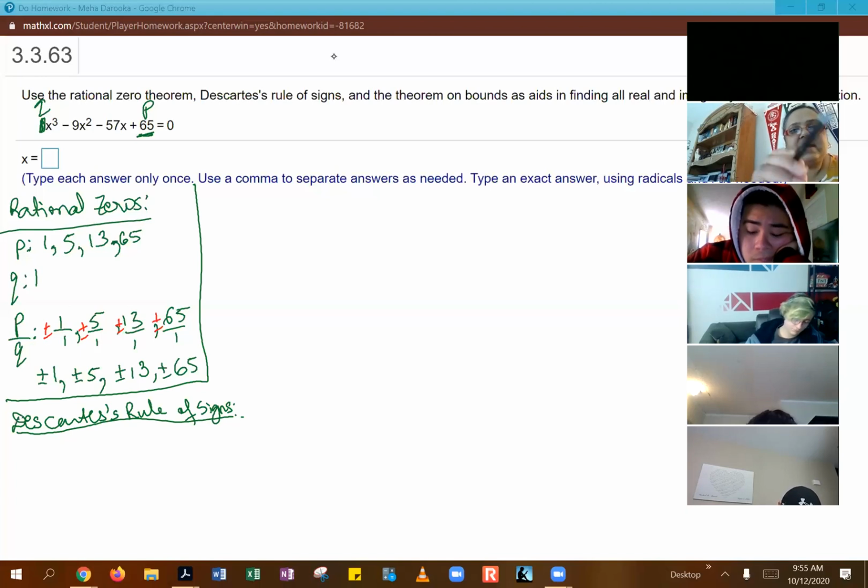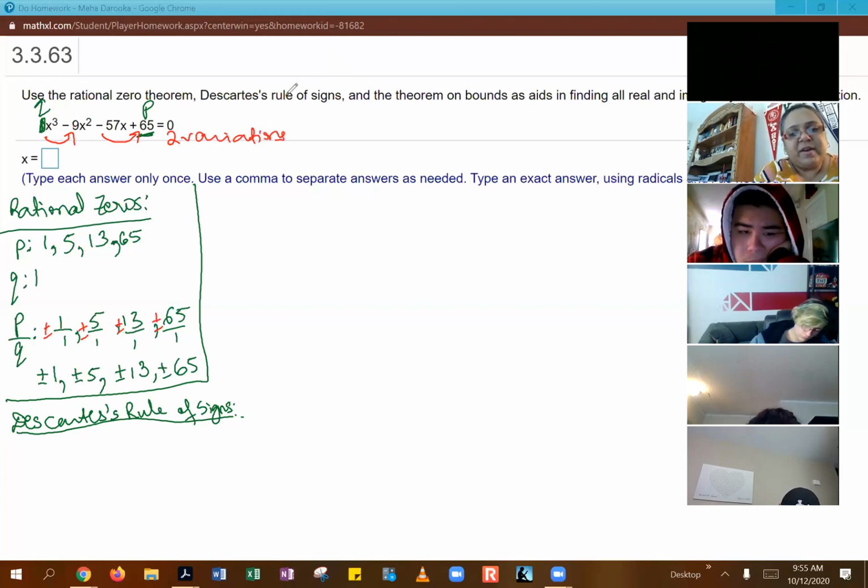Okay, so remember, for the Descartes' rule, we have to look at how many times our sign changes. So for the original polynomial, we're going from positive to negative. That's one variation. Then we go from negative to negative, so it's the same sign. And we go from negative to positive. So those are 2 variations. Remember, 2 variations tell us we can have 2 positive solutions, or you can decrease it by an even number. So 2 minus 2 will basically give us 0 positive. So this equation will either have 2 positive solutions or no positive solutions.